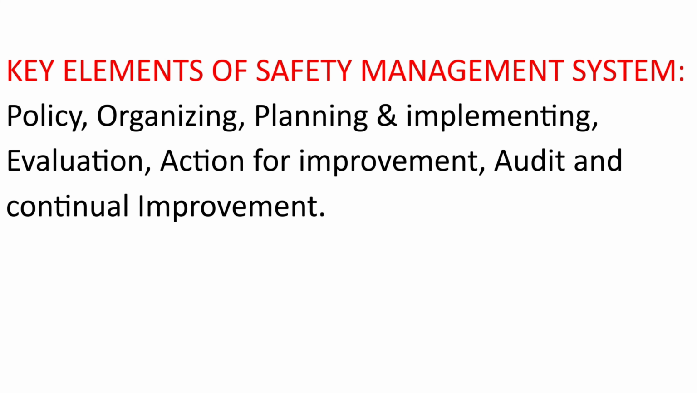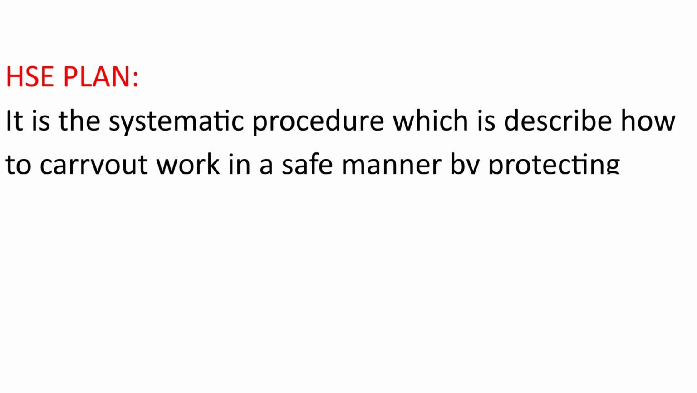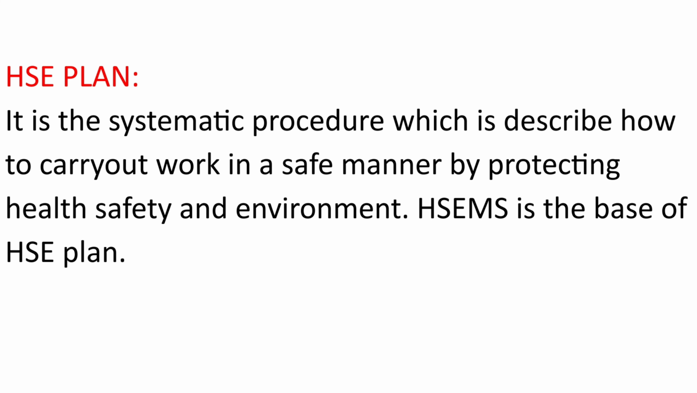Question. Key elements of Safety Management System. Answer. Policy, organizing, planning, implementing, evaluation, action for improvement, audit and continual improvement. Question. HSE Plan. Answer. It is the systematic procedure which describes how to carry out work in a safe manner by protecting health, safety and environment. SEMS is the base of the HSE Plan. The contents are the following.